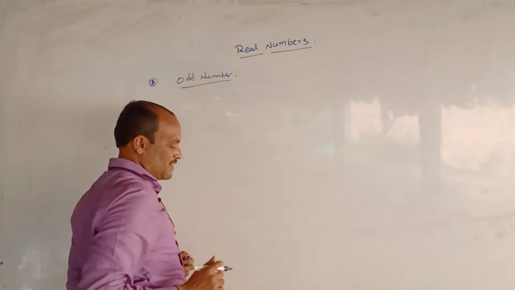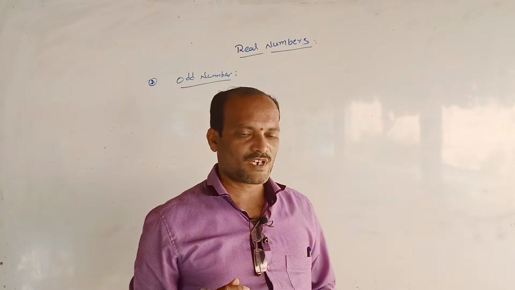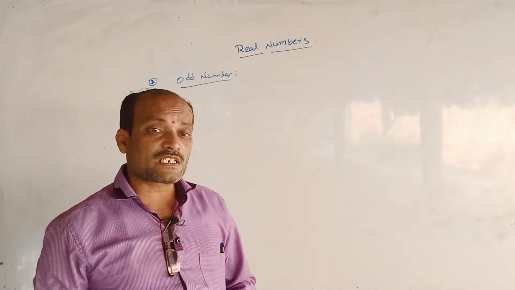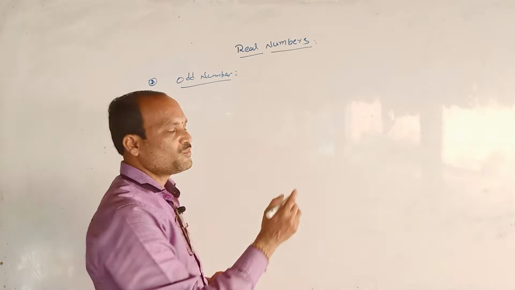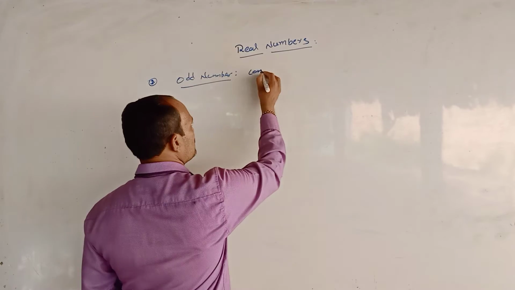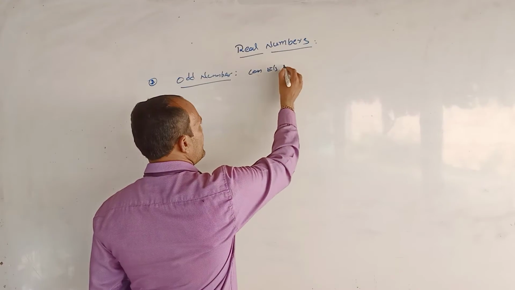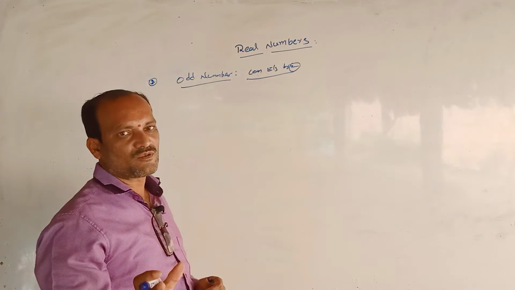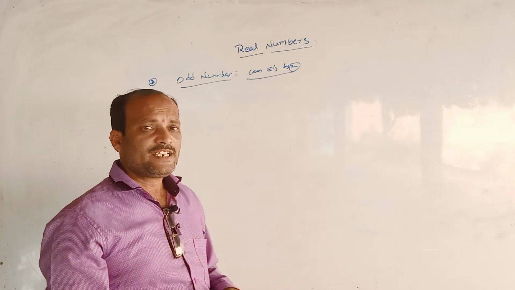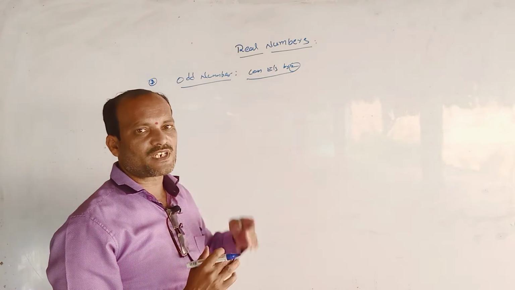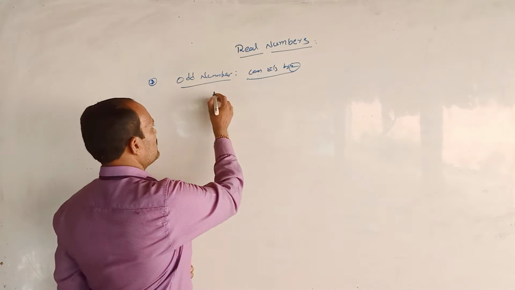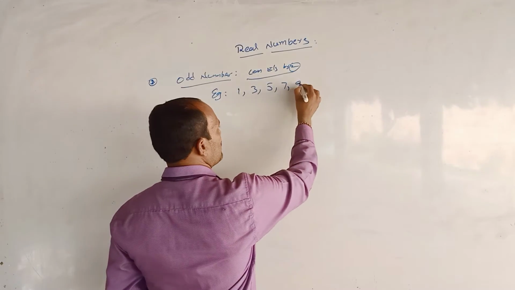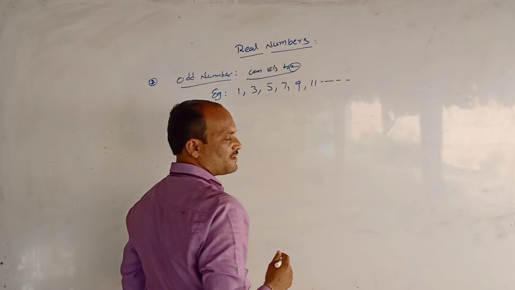Odd numbers. What is meant by an odd number? The number which cannot be exactly divisible by 2. అంటే 2తో ఎగ్జాక్ట్గా డివిజిబుల్ కాకూడదు. 2తో ఎగ్జాక్ట్గా డివిజిబుల్ అయితే ఇట్ ఈస్ ద ఈవెన్ నెంబర్. అవ్వకపోతే దాన్ని ఆడ్ నెంబర్ అని చెప్తాం. దీనికి ఎగ్జాంపుల్ మనకి 1, 3, 5, 7, 9, 11 and so on.